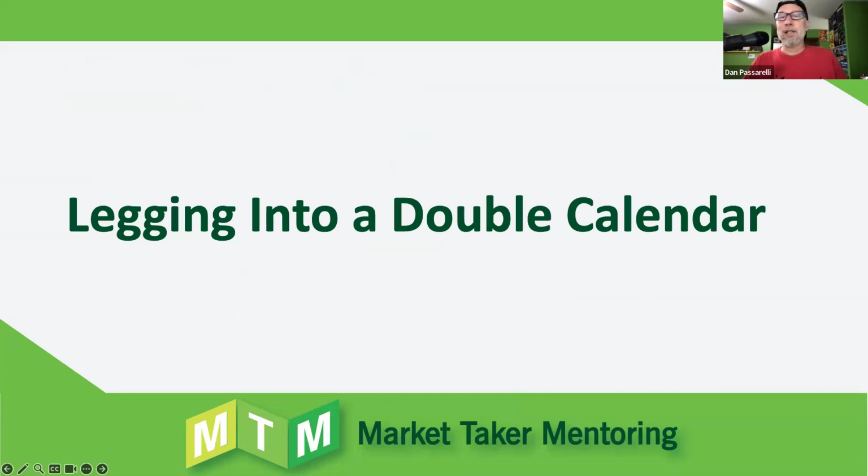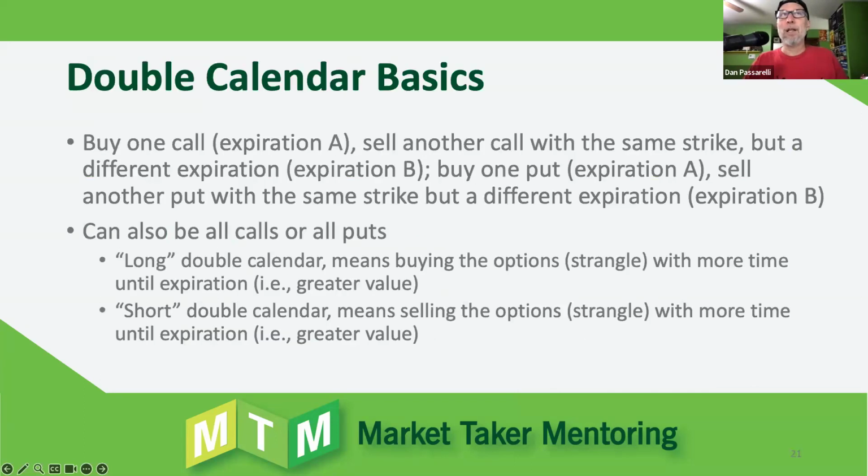Now, one thing we're going to talk about is legging into a double calendar. What is a double calendar, first of all? Well, a calendar is a time spread, right? Synonyms. You don't even have to read any of these words. A double calendar is 2 calendars. I mean, it defines itself. A double calendar is 2 calendars. And a lot of times, that's a call calendar and a put calendar, one of each. We could do it with 2 call calendars or 2 put calendars.